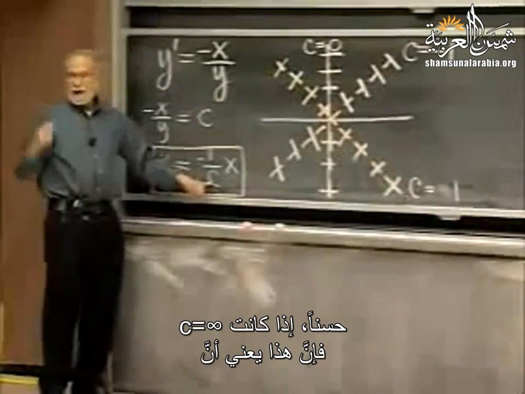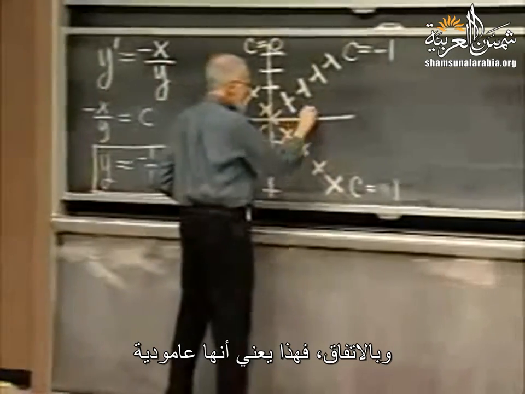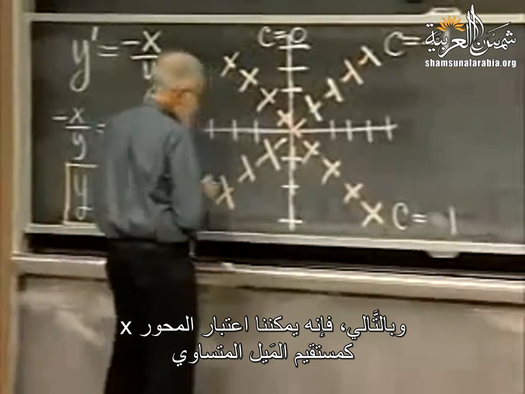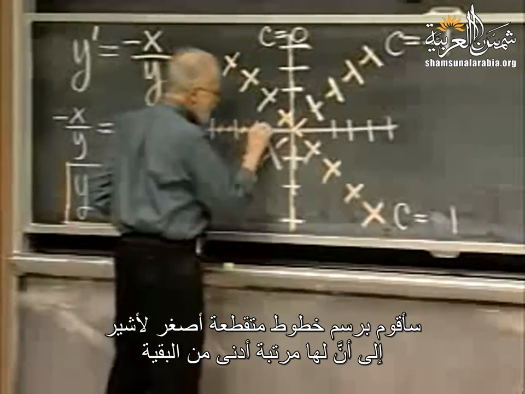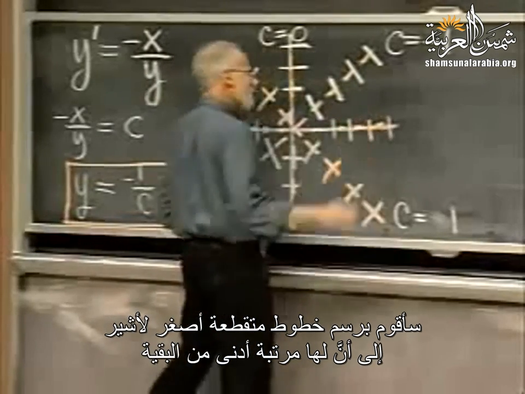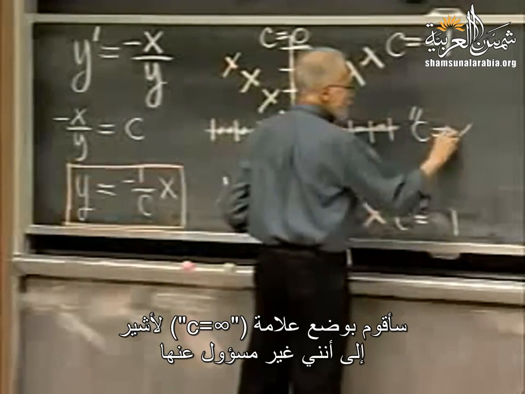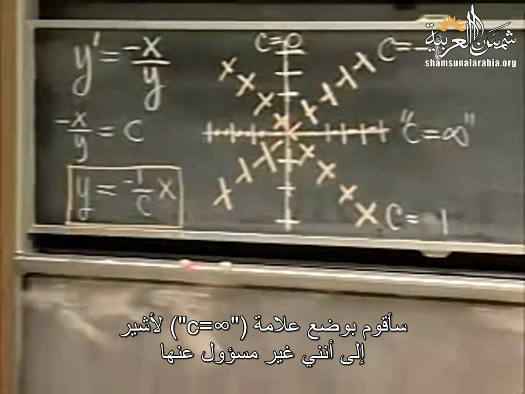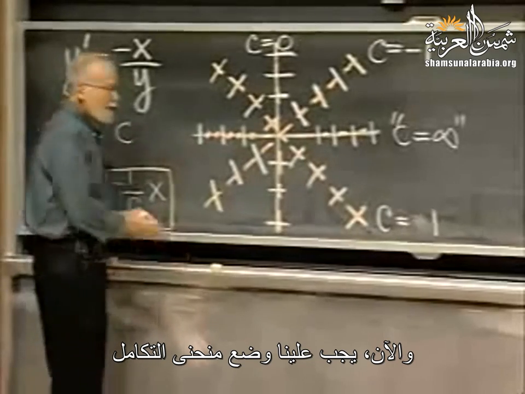So if c is infinity, that means the little line segment should have infinite slope, and by common consent, that means it should be vertical. And so we can even count this as sort of an isocline, and I'll make the dashes smaller to indicate it has a lower status than the others. And I'll do this weaselly thing of putting it in quotation marks to indicate that I'm not responsible for it.